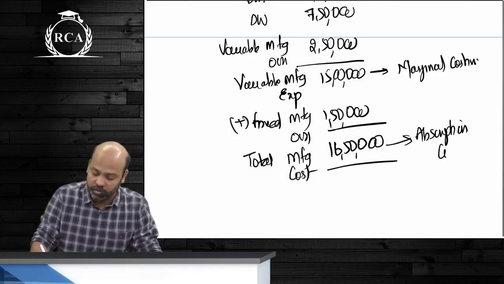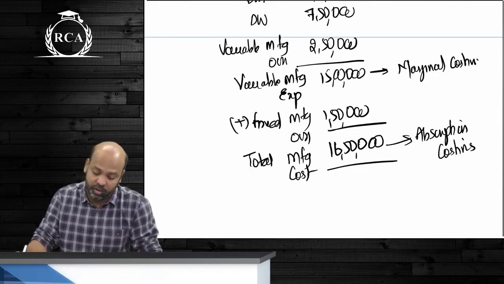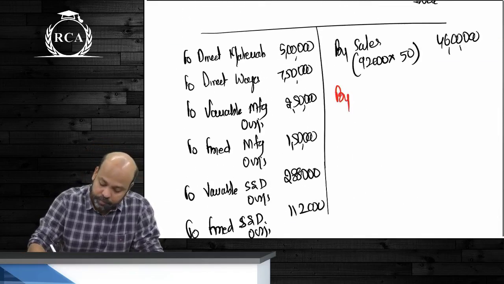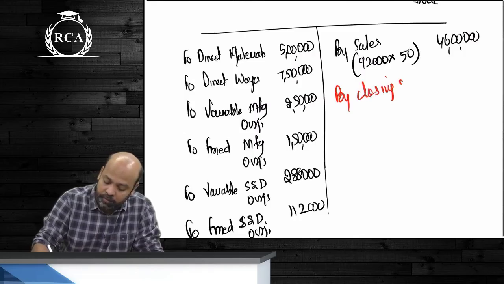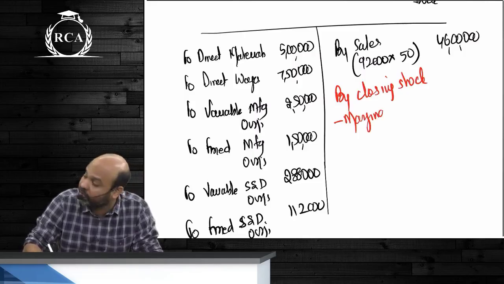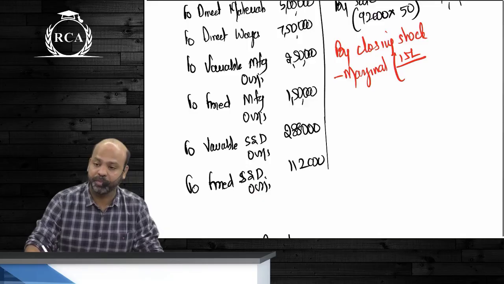Under marginal costing, inventories are valued at variable manufacturing expenses. So when we write closing stock under marginal costing, we have incurred how much? 15 lakh rupees to manufacture how many units? 1 lakh units.